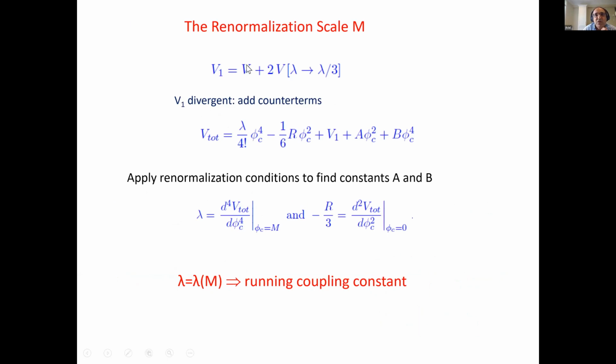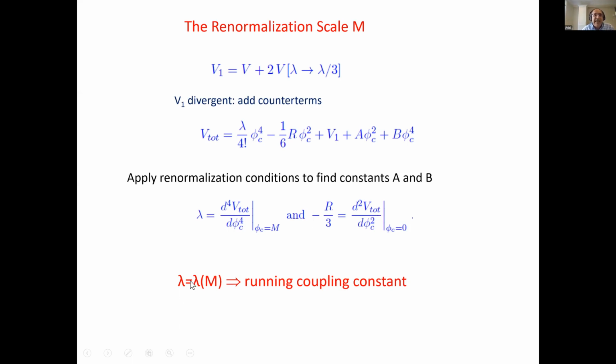Okay, and that's V, and then so you add up 2V with lambda going to lambda over 2. So it's divergent. How do you deal with this? Well, it's counterterms. So this is quite standard, okay? All you do now is add 2 counterterms, and you get A and B such that you get your renormalized conditions. And the renormalized condition is lambda is defined as 4 derivatives, okay, evaluated at the renormalization scale m, and then minus r over 3 taking 2 derivatives of the potential.